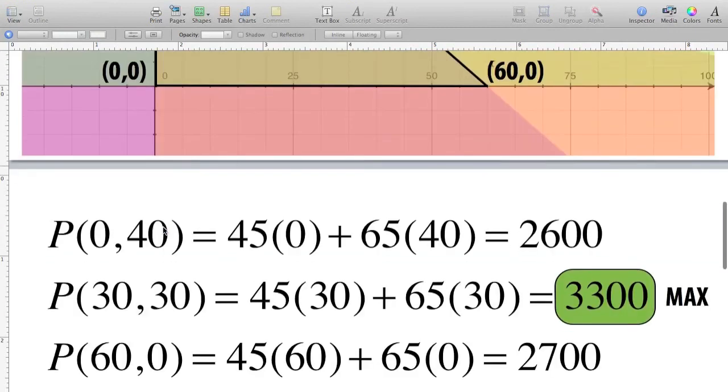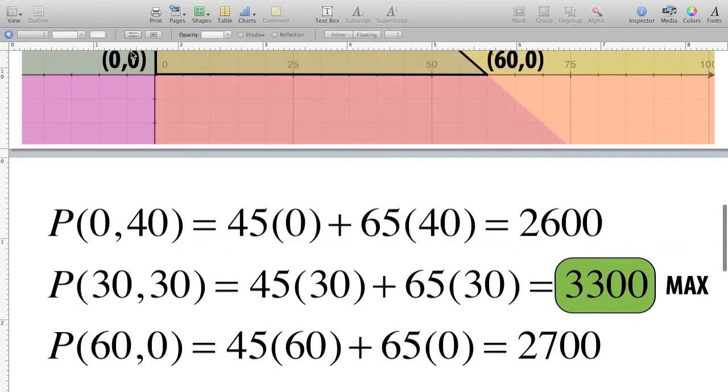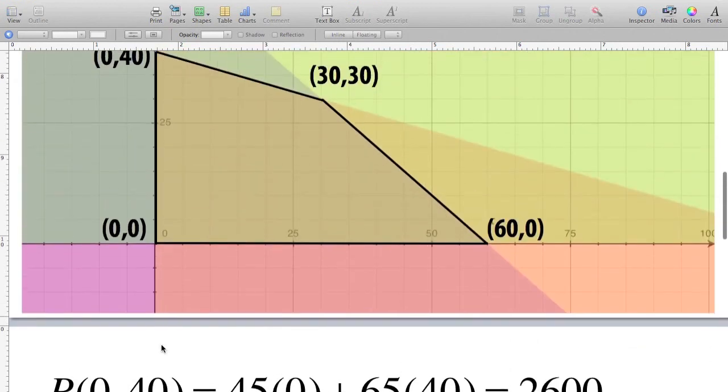Now notice I didn't plug in 0, 0. The question was to maximize profit. We all know that 0, 0 is not going to be the max, so don't waste your time trying to plug it in. So I plugged in 0, 40, I plugged in 30, 30, and 60, 0. Those were the 3 points that we saw up at the top for the other 3 coordinates.